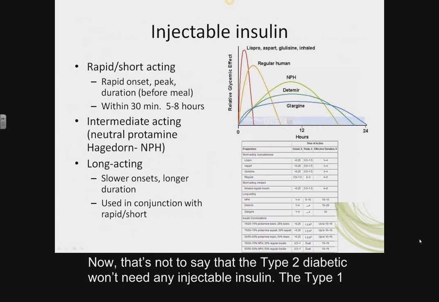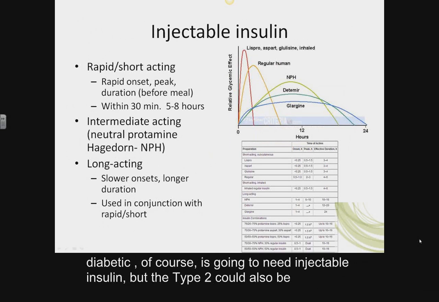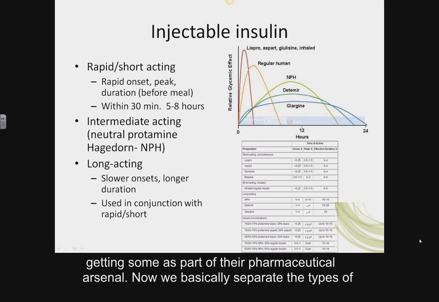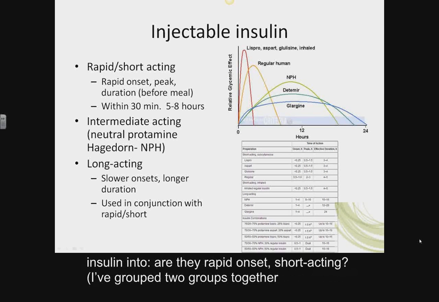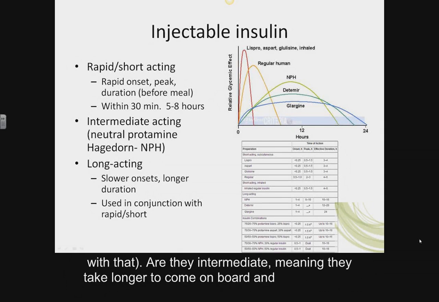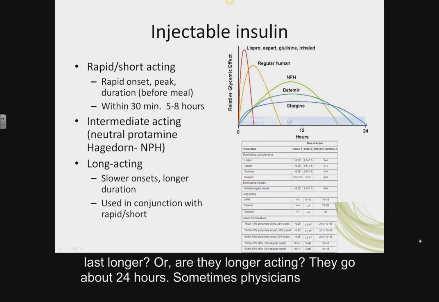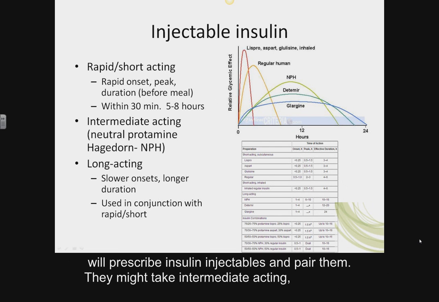Now that's not to say that the type 2 diabetic won't need any injectable insulin. The type 1 diabetic, of course, is going to need injectable insulin, but the type 2 could also be getting some as part of their pharmaceutical arsenal. Now we basically separate the types of insulin into, are they rapid onset, short acting? I've grouped two groups together with that. Are they intermediate, meaning they take longer to come on board and last longer? Or are they longer acting? They go about 24 hours, say.